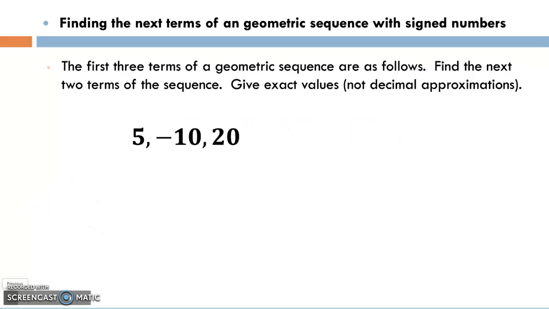Let's do one other. So here's another. Our first three terms are 5, negative 10, and 20. I can see that I'm changing signs, right? I go from positive to negative to positive. I'll probably go to a negative after this. But how do I do this?